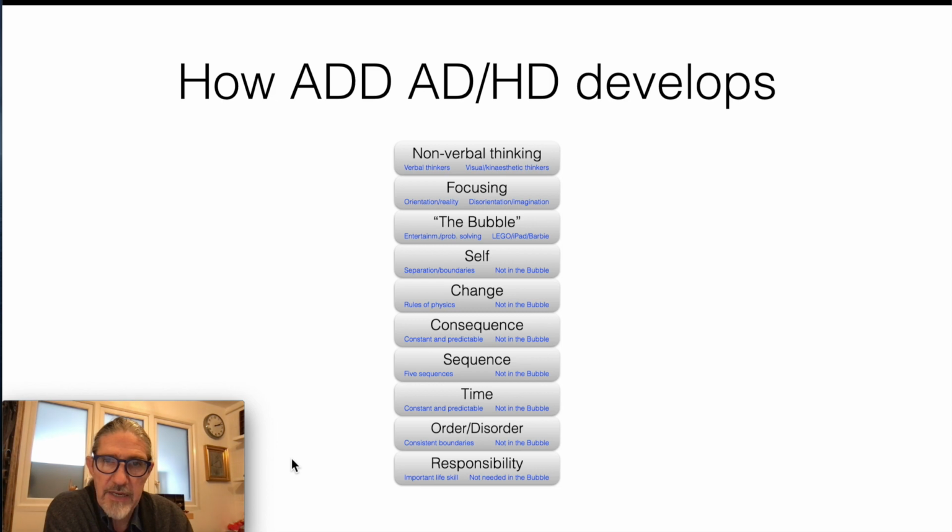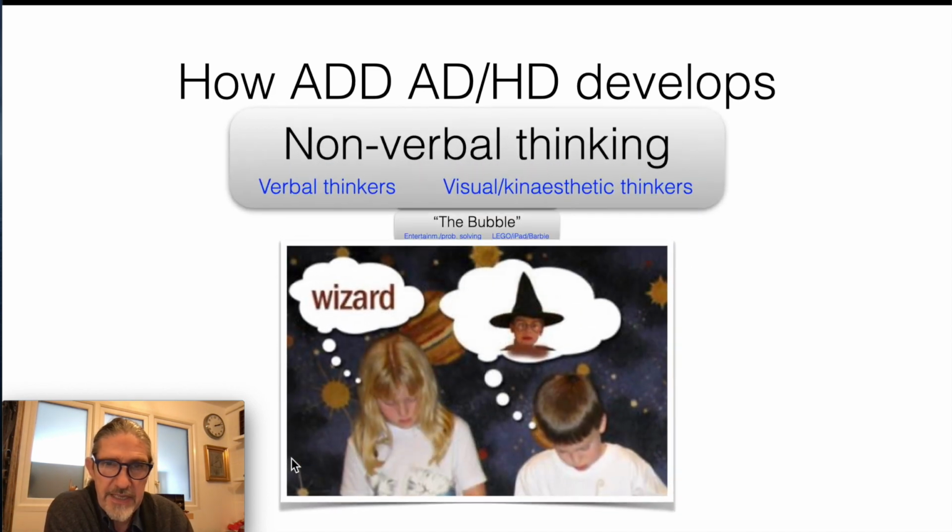And we're going to look at how ADHD develops. It starts off with what we call non-verbal thinking. I mentioned earlier it's a more efficient thinking. Now, there are essentially two forms of thinking. There's verbal, like talking to yourself in your head, and there is visual or kinesthetic. We could just simply call that non-verbal thinking.